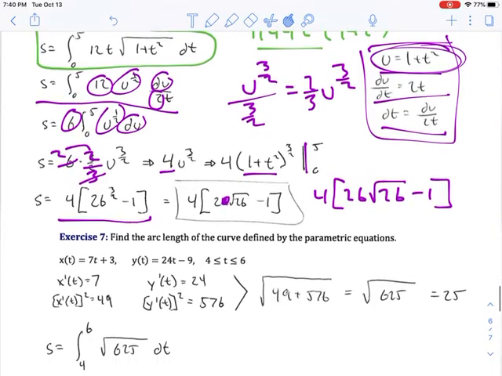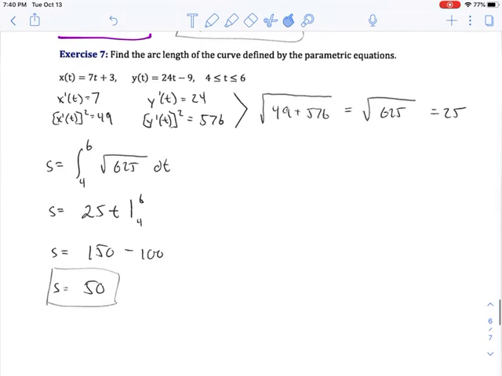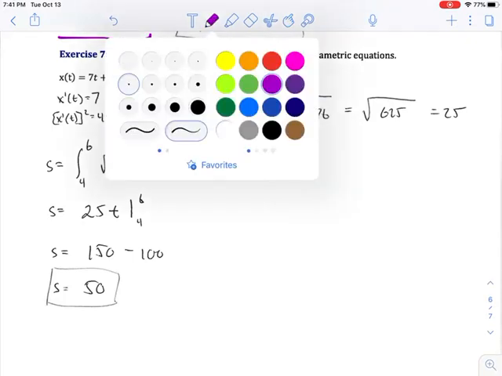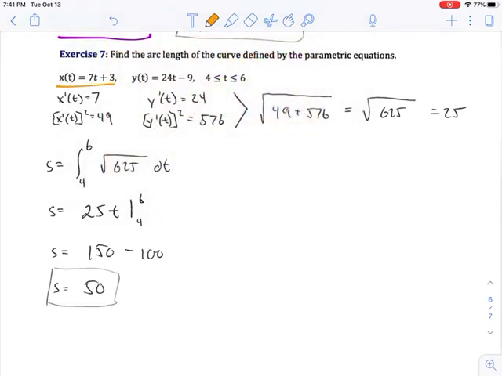Well, we have another one. This one is a fairly easy one. I did some of the more difficult ones before the easy ones. So we have two linear equations for our parametric equations. We have x of t is 7t plus 3.